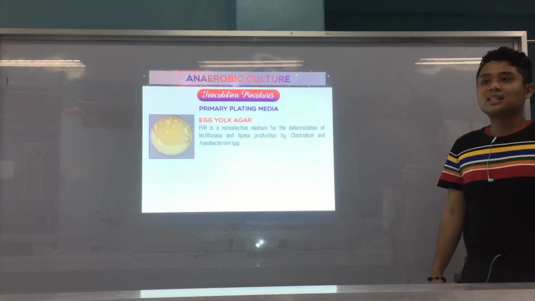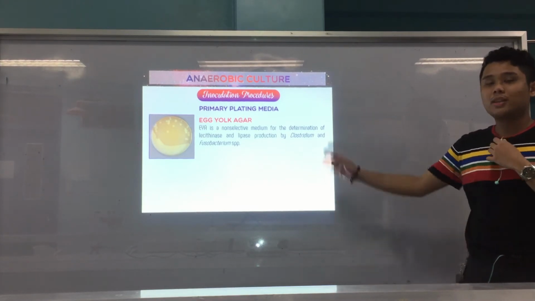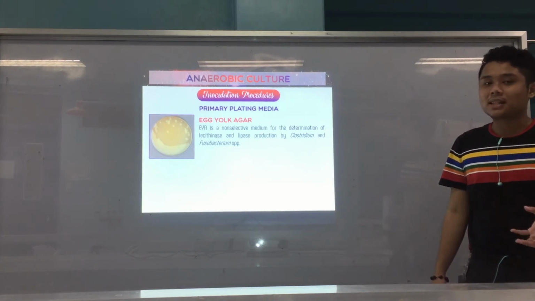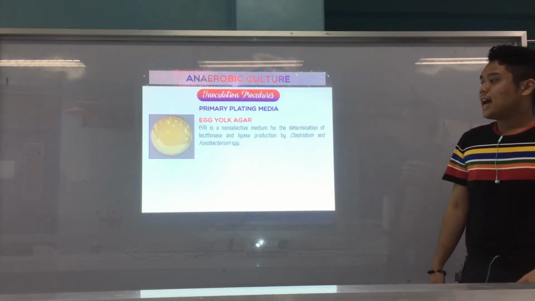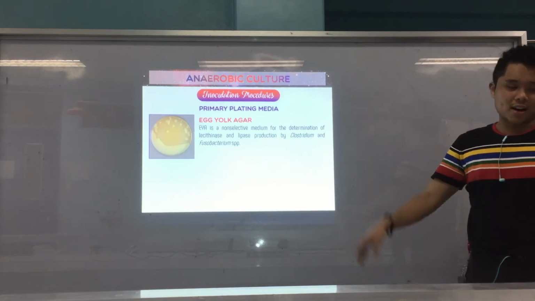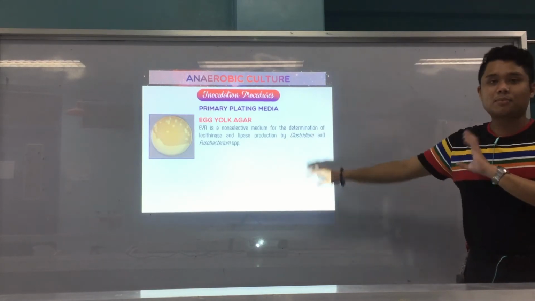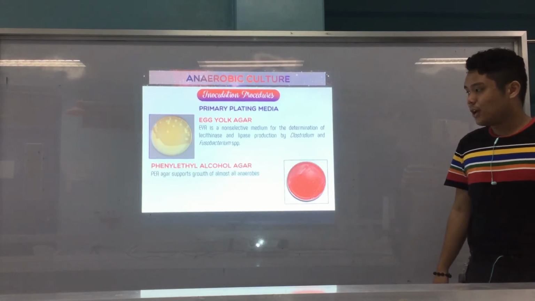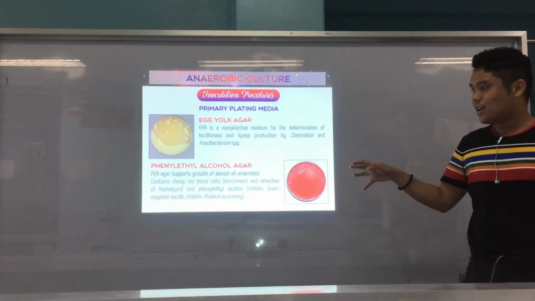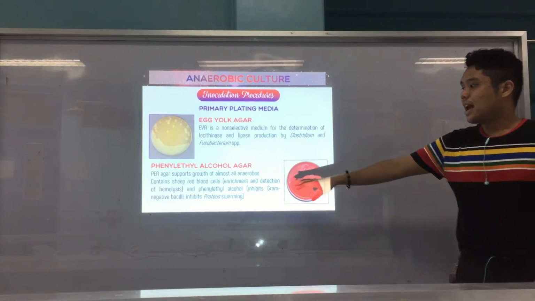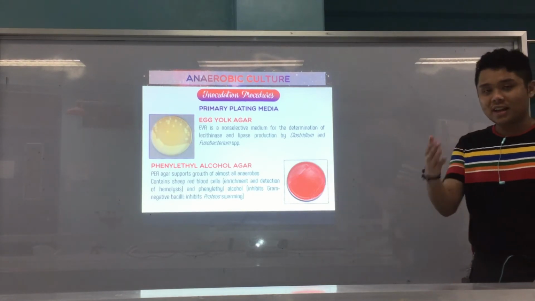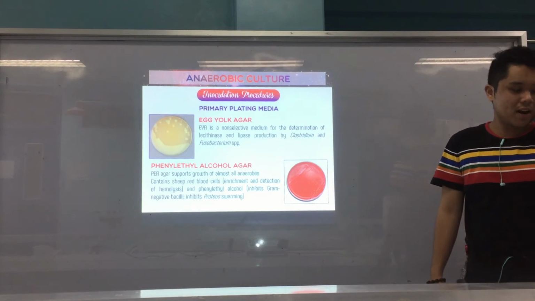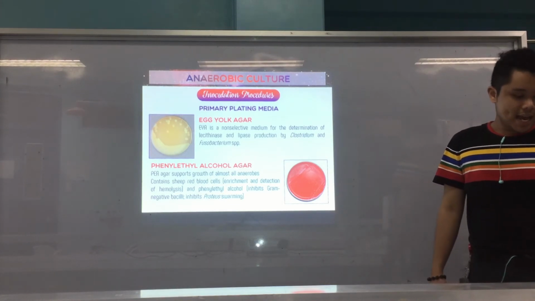So, usually, sa lecithinase and lipase, your Clostridium dyan ang well-known for that. Like, I think Clostridium botulinum is lipase positive, as far as I can remember. Okay? And some Fusobacterium. So, egg yolk agar, to detect the production of these enzymes, lecithinase and lipase. Okay? And also PEA, phenylethyl alcohol. It supports the growth of almost all anaerobes, contains sheep blood cells, and phenylethyl alcohol, which inhibits gram-negative and swarming of Proteus. Okay, alright.